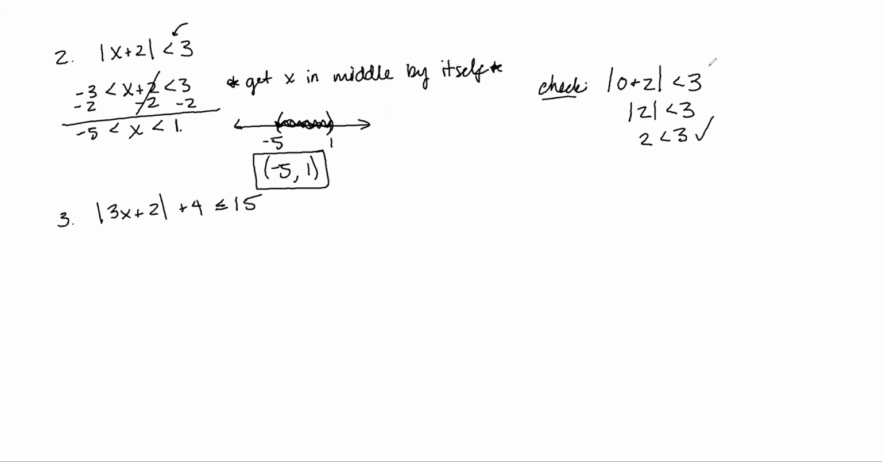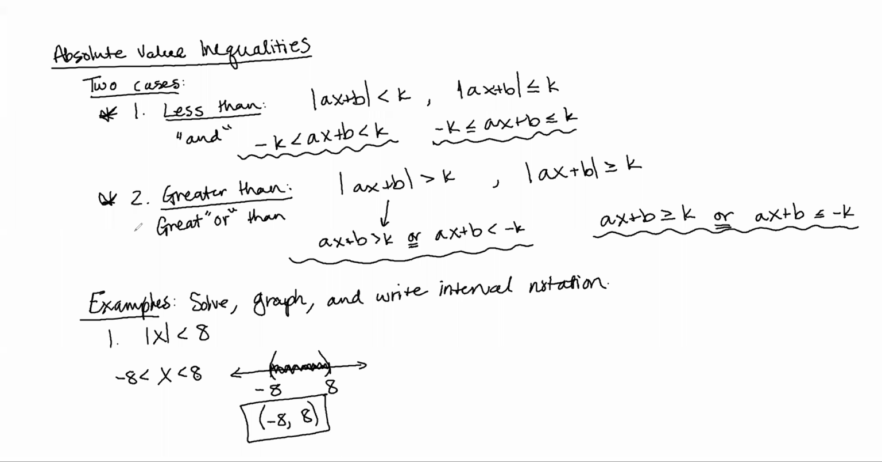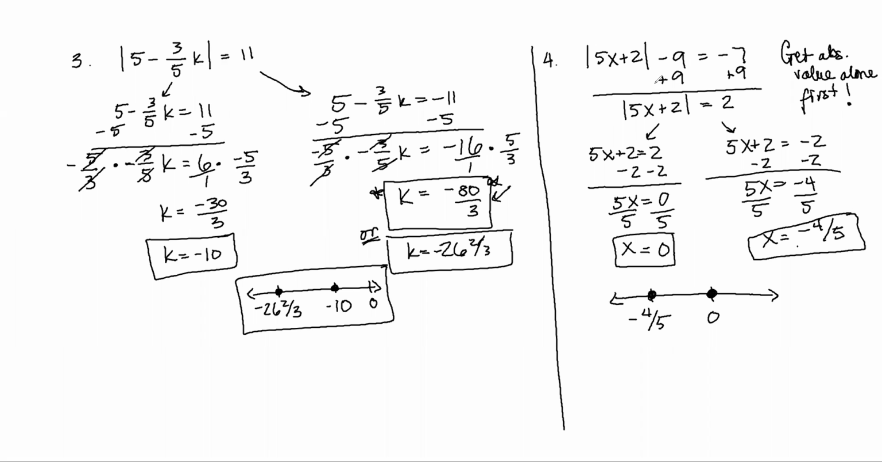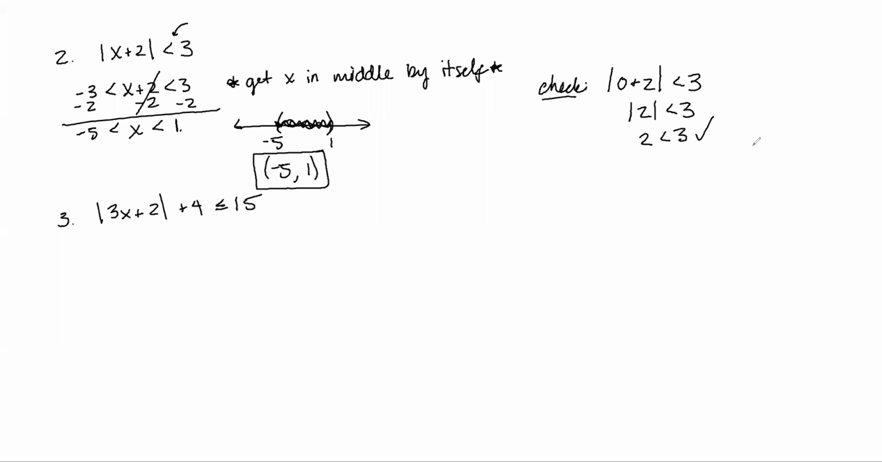So the big thing to remember for this one is before you can split up your absolute value equation, just like we saw back here on number 4 on the right here, we had to get the absolute value alone before we could split it up. Really similar idea with this one. Before we can change it to a compound inequality and get rid of the absolute value, we need to get this absolute value alone. So first thing I'm going to do is subtract this 4. And so we have the absolute value of 3x plus 2 is less than or equal to 11.